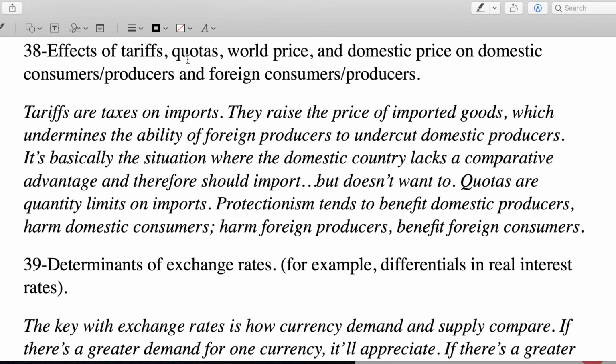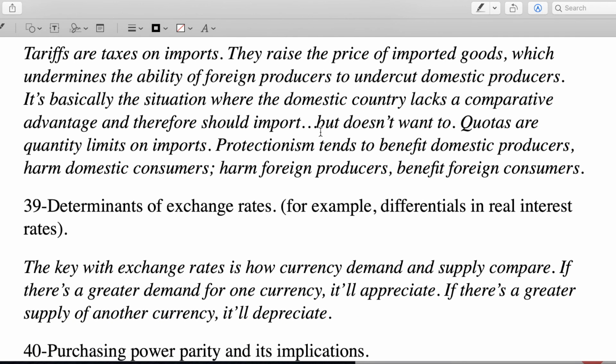So think of the effects of tariffs, quotas, world price, domestic price, and consumers and producers, foreign consumers and producers. Well, tariffs are taxes on imports, and the idea is if you're going to buy an imported product, you're going to pay whatever was the original price plus a little bit more in terms of tax. And that little bit more is enough to raise the price at which the foreign good is going to trade, such that it's going to be easier for domestic producers to be able to compete.